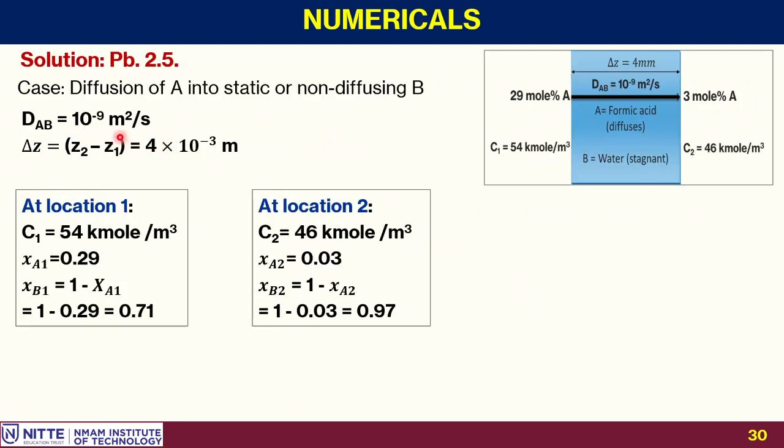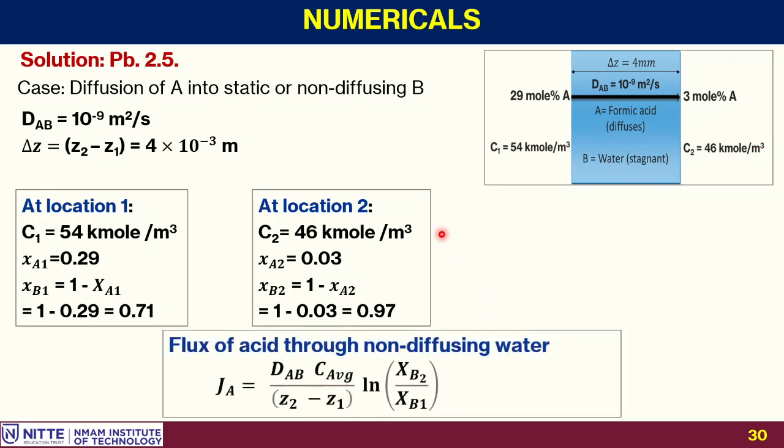Given the information, let's write the terms. DAB, delta Z. Then location 1, the concentration is 54 kilomole per meter cube. XA1 is given as 29 mole percent. XB1 is 1 minus 0.29, that is 0.71. At location 2, you write 3 mole percent, and the concentration is 46 kilomole per meter cube. So this is the information available from the problem. So we have put the notations.